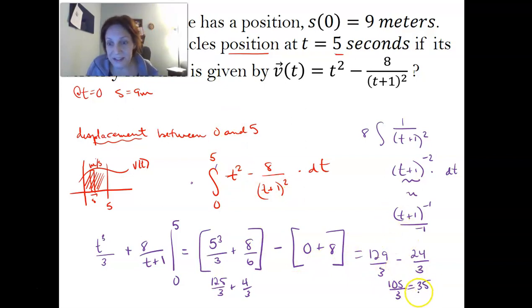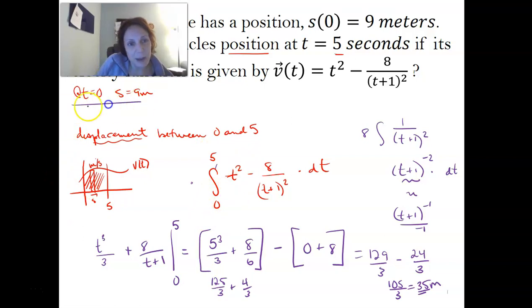Okay, so the displacement from 0 to 5 was 35 meters, positive 35 meters. In other words, from where it started at 0 until it stopped at 5 seconds, it moved in the positive direction 35 meters. If this is multiple choice, I promise you 35 meters is going to be sitting there waiting for you to choose it because it's the wrong answer.